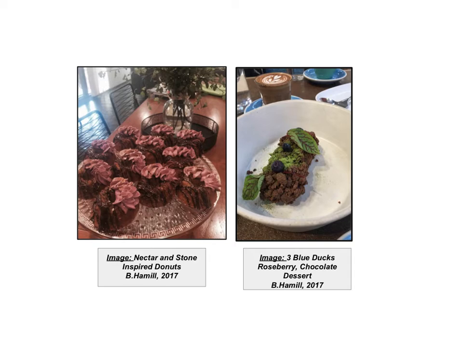So these are little cakes that were inspired by Nectar and Stone, and we can see that there's a bit of gold leaf, there's chocolate ganache drizzle, buttercream icing, and gold sprinkles. And this is another dessert that is sold at Three Blue Ducks in Rosebery, which is a restaurant, and it's owned by Andy from MasterChef, the judge on MasterChef.